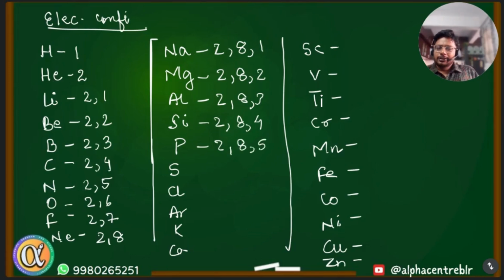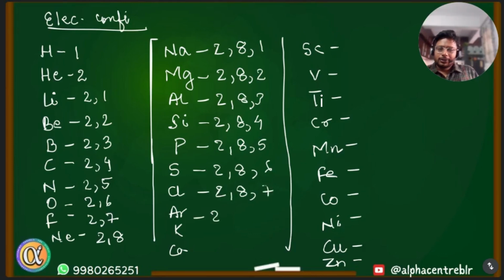Sulfur is 2, 8, 6. Chlorine is 2, 8, and 7. Argon is 2, 8, and 8. Okay, potassium is 2, 8, and 9... 1. Not 9. 2, 8, 8, 1.